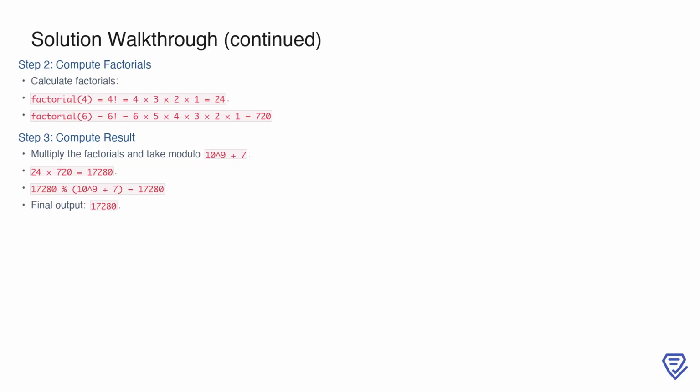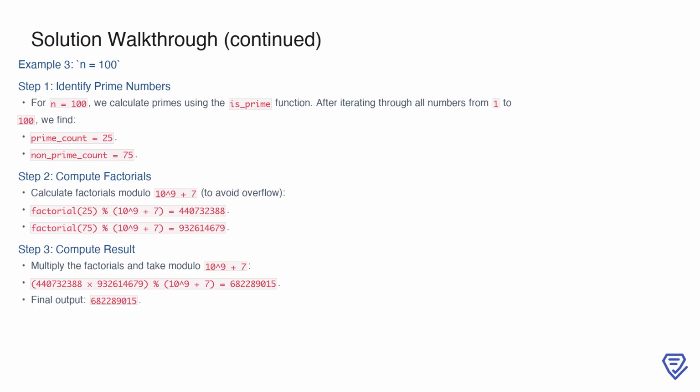As before, we take the result modulo 10 to the power of 9 plus 7 to ensure it fits within the problem's constraints. In this case, 17,280 modulo 10 to the power of 9 plus 7 is still 17,280. Therefore, the final output for n equals 10 is 17,280.